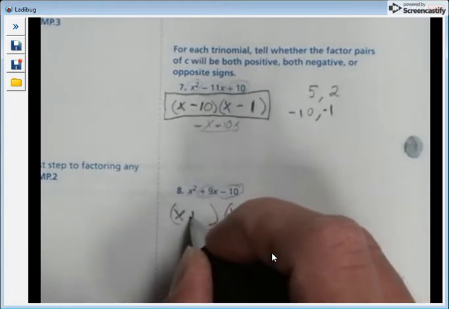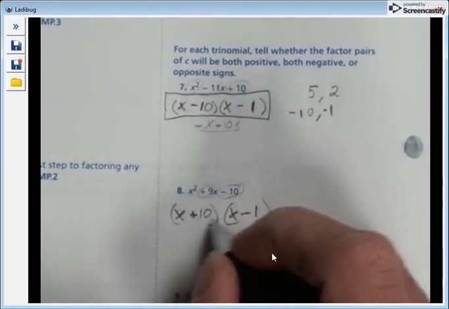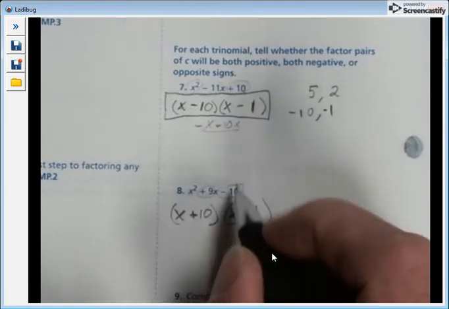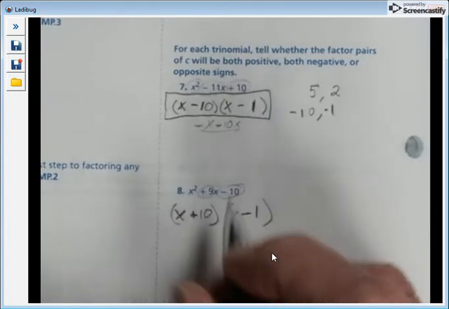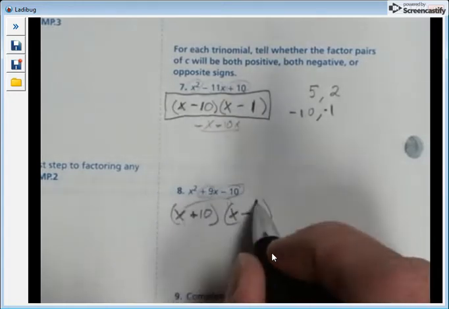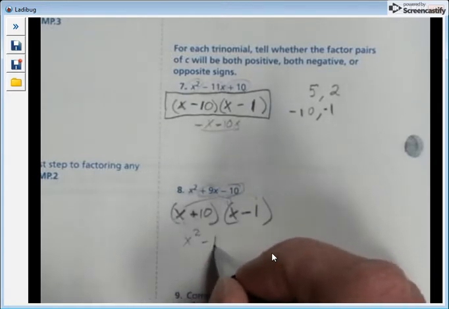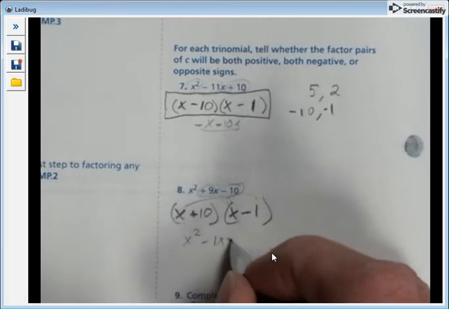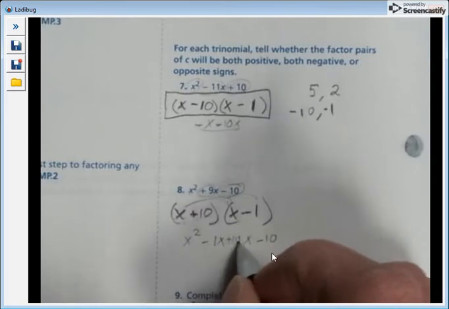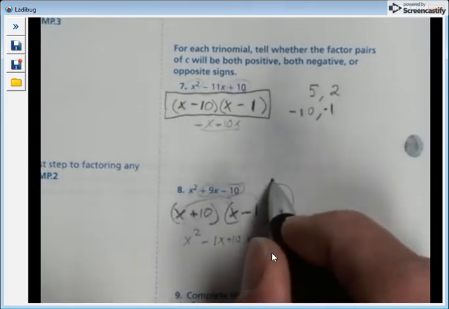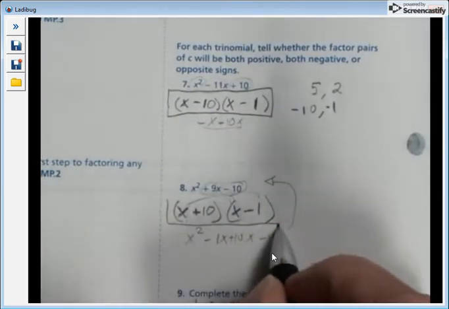So my thought is, if I do a positive 10 and a negative 1, positive 10 times negative 1 gives me a negative 10. Positive 10 minus 1 gives me a positive 9. Okay? And again, you use the distributive property to check. You should always check: x times x is x squared, x times negative 1 and 10 times x gives a positive 9x, and then a minus 10, which gives you that right back up to this part. So you should always be checking your answer because it's easy to do.